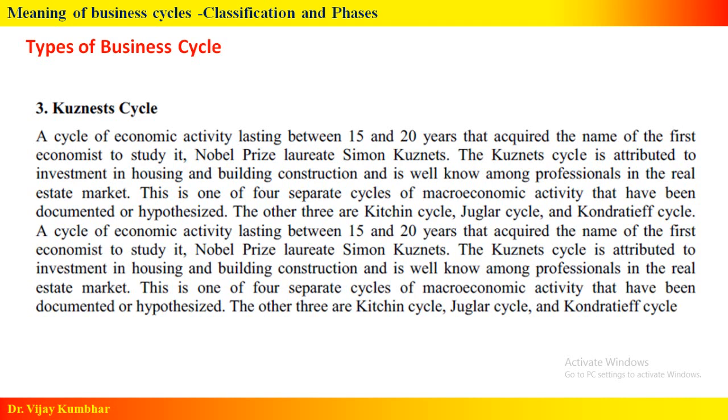Third is the Kuznets trade cycle, a cycle of economic activity lasting between 15 to 20 years that acquired the name of the first economist to study it, the Nobel Prize laureate Simon Kuznets. The Kuznets cycle is attributed to investment in housing and building construction. Hence, it is also known as the building trade cycle, and it is well known among professionals in the real estate market. This is one of the four separate cycles of macroeconomic activity that have been documented and hypothesized. The other three are the Kitchen cycle, Juglar cycle, and Kondratiev cycle.